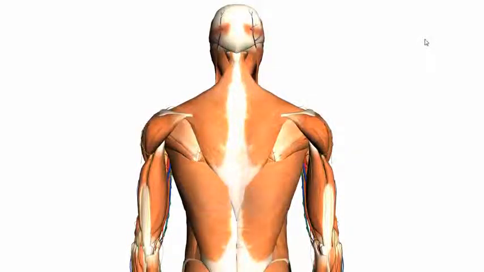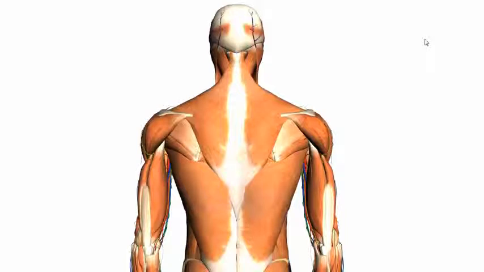Okay, so this tutorial is on the deep and intermediate muscles of the back. It kind of follows on from the tutorial on the superficial muscles, the extrinsic muscles of the back. So hopefully you should have watched that before going on to watching this one.